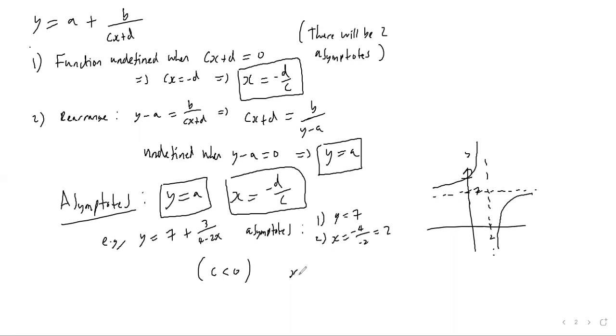When x is 0, let's work this out very quickly. y is going to be equal to 7 plus 3 over 4 minus 2 times 0, which is just 0. So basically 7 plus 3 over 4, which I think is 31 over 4. Yes, 31 over 4. That is our y-intercept there.